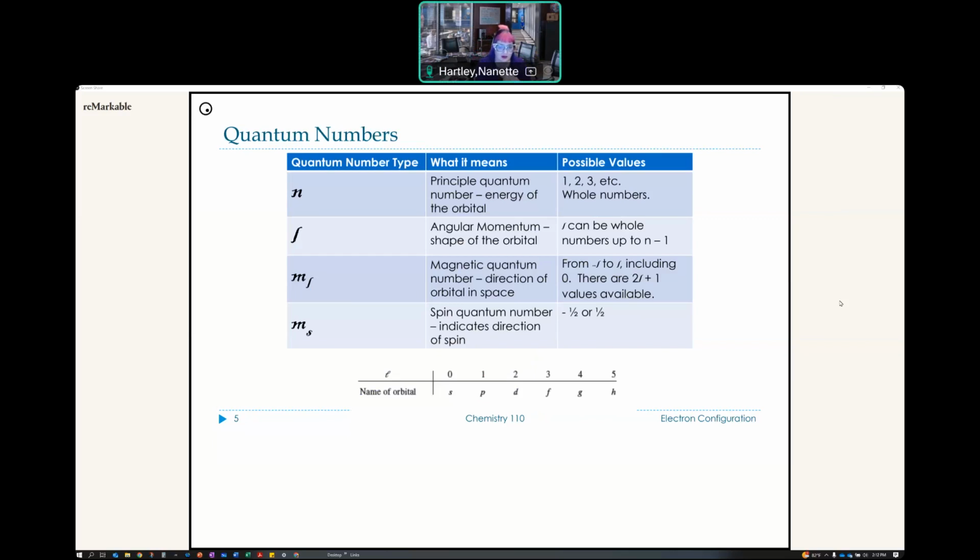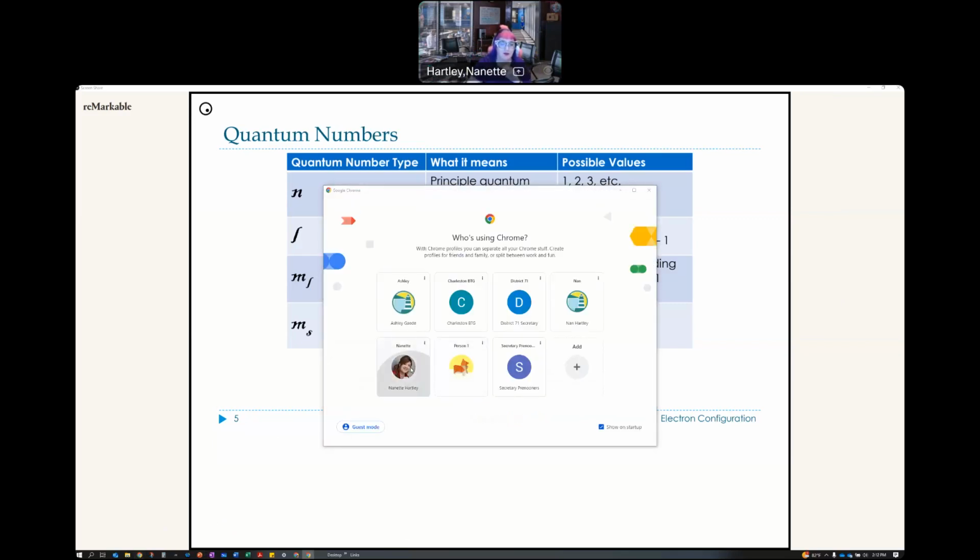Possible values for n are whole numbers going between 1 and 7. Now, why do I know they're 1 and 7? That's an interesting question. And I'm going to tell you that it's based on something that you might be familiar with.